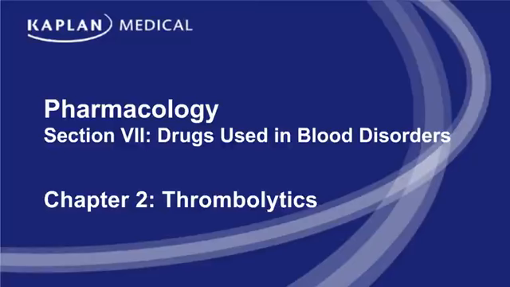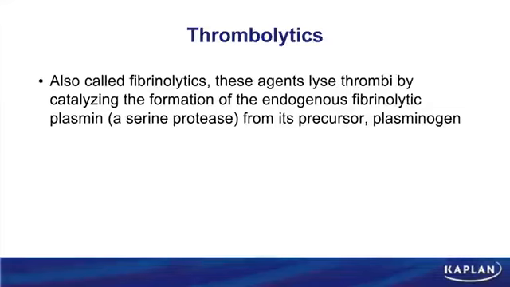In Chapter 2, we're going to look at the important thrombolytic drugs. Thrombolytics are drugs that are also known as fibrinolytics, and some people actually just refer to these as clot busters. These drugs are designed to break up the clot, and they are going to catalyze the conversion of plasminogen to plasmin. Plasmin is a serine protease that will break down the clot.